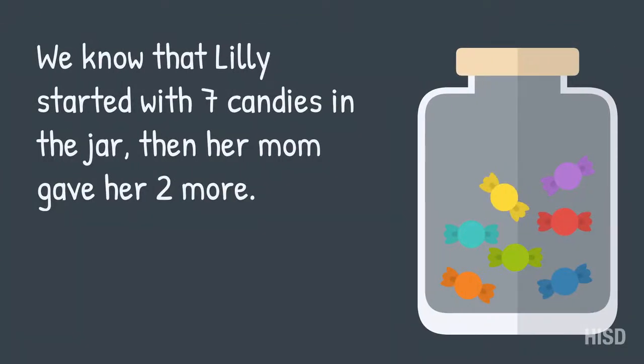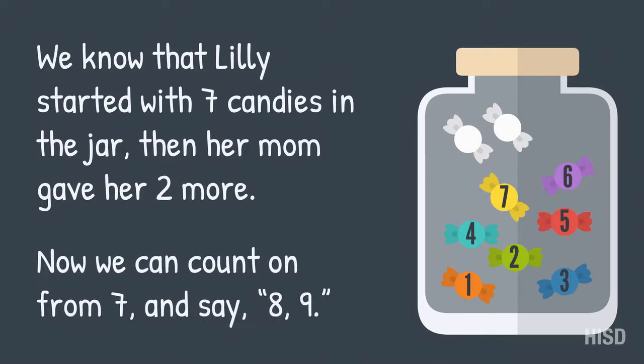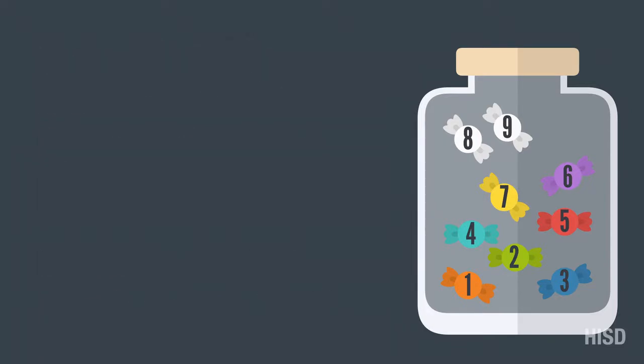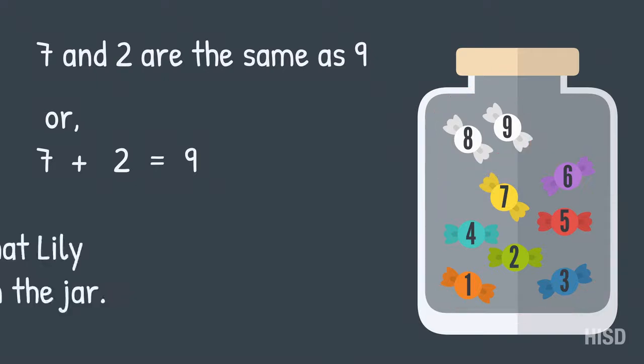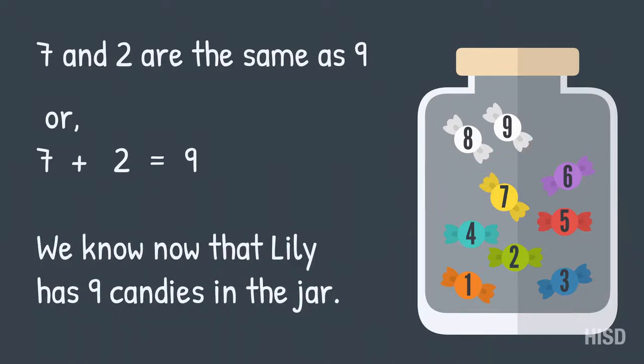We know that Lily started with 7 candies in the jar. Then her mom gave her 2 more. Now we can count on from 7 and say 8, 9. 7, 8, 9. 7 and 2 are the same as 9, or 7 plus 2 equals 9. We know now that Lily has 9 candies in the jar.